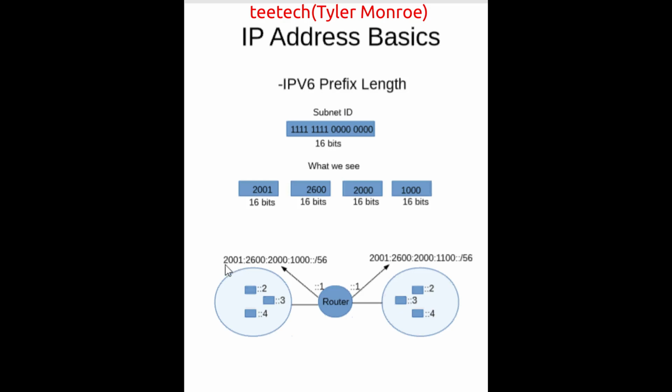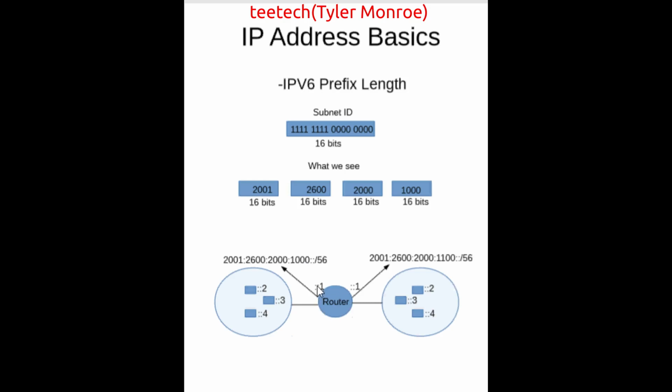So to bring it together, if we subnetted with this prefix length, we have 2001, 2600, 2000, 1000 /56 on this side of the router. And we still have our devices. And what we'd do to go into the next network is we would have 2001, 2600, 2000, 1100, because we incremented by 1 in the Subnet ID portion. So that is the other IPv6 network.